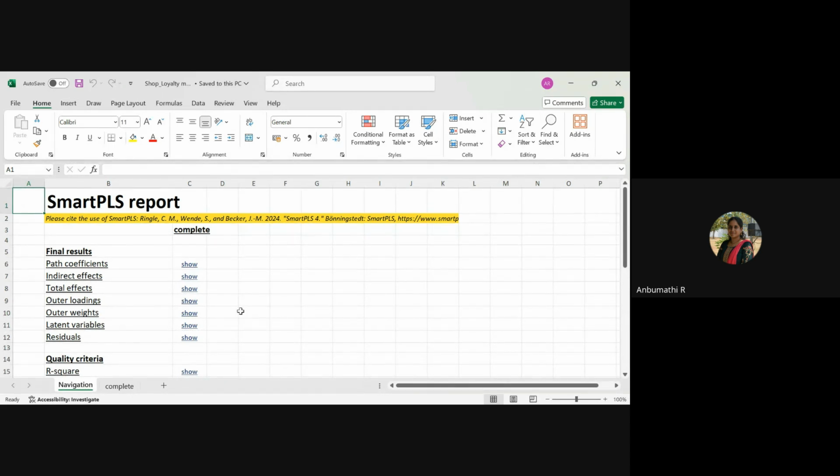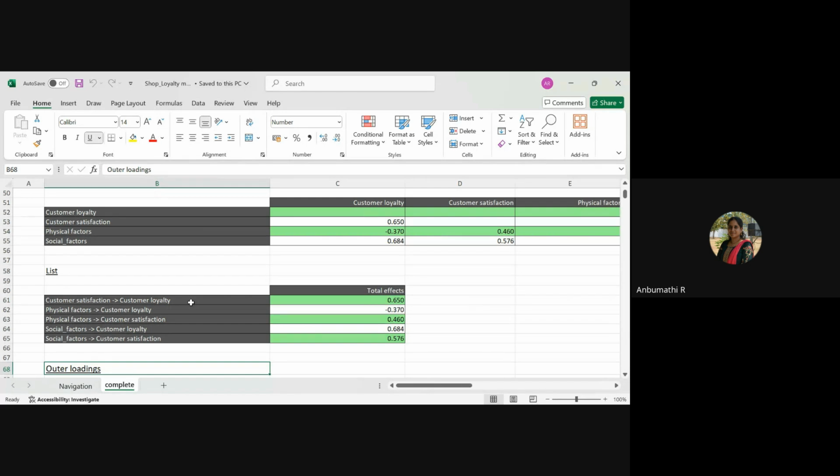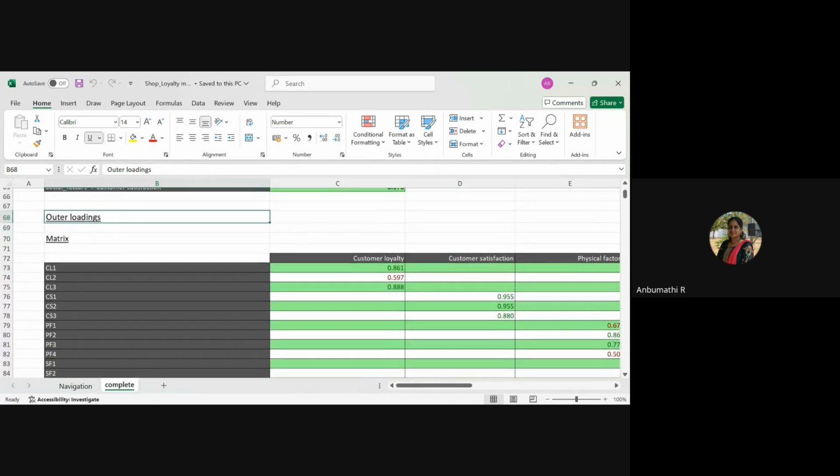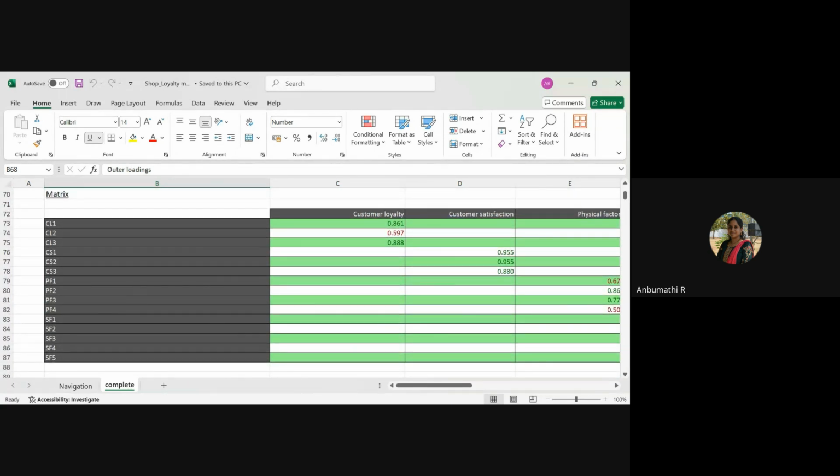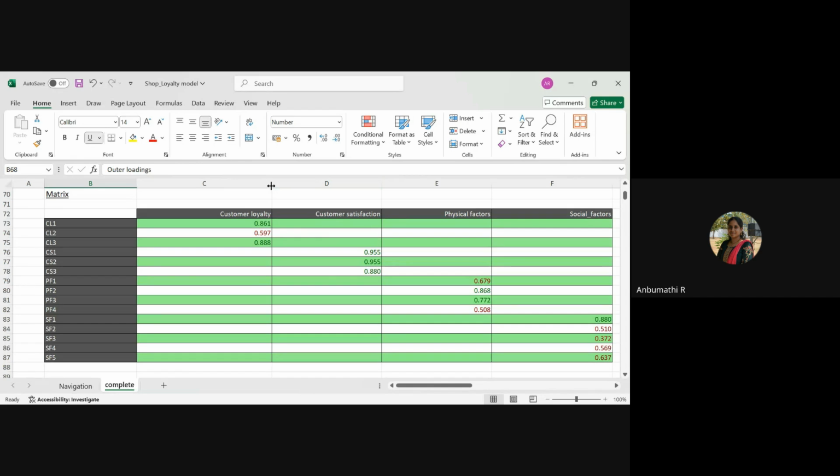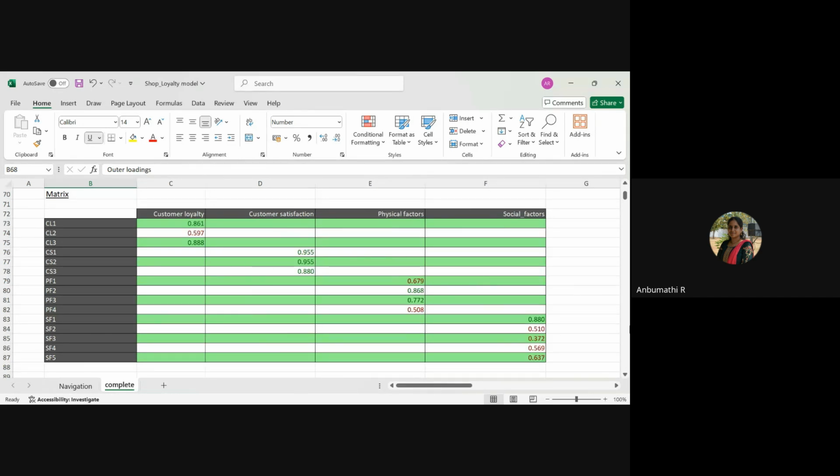In order to check the factor loadings, you have this outer loadings and you press show. When you press show, you will get this matrix. You got this matrix? Yes. Okay. So this matrix is again the outer model. It is the customer loyalty indicators with customer loyalty, customer satisfaction indicators with its customer satisfaction, etc.